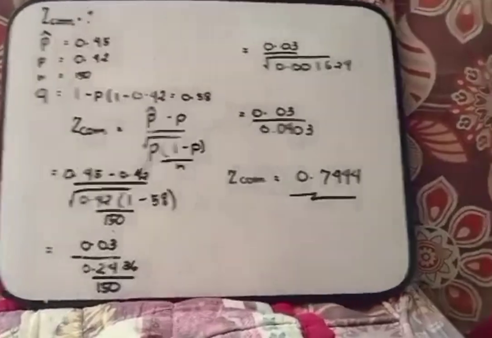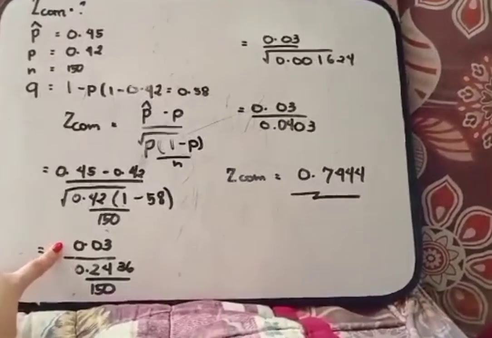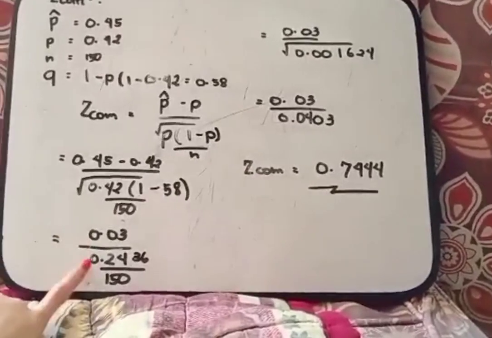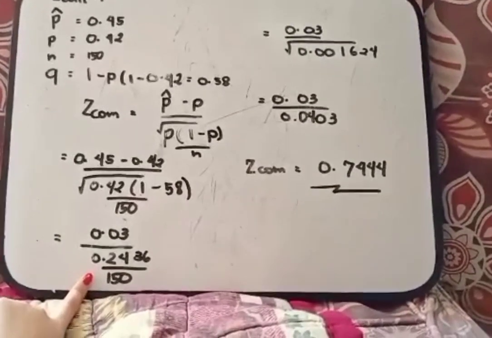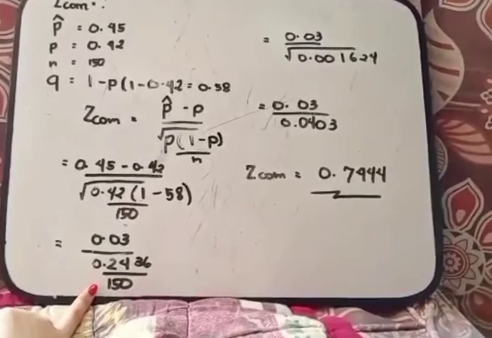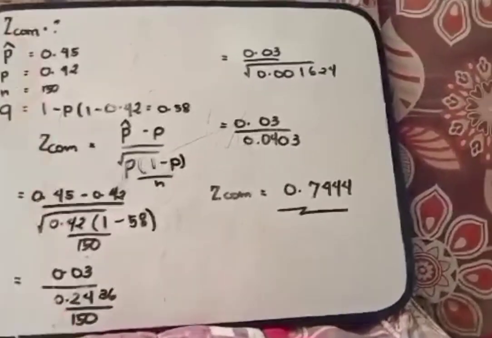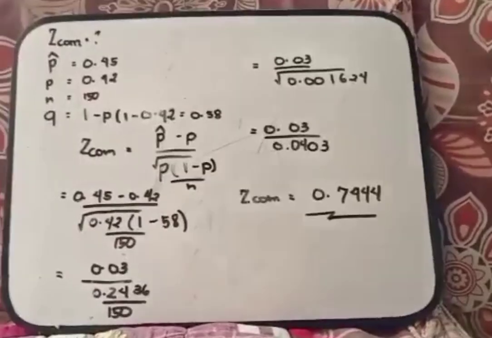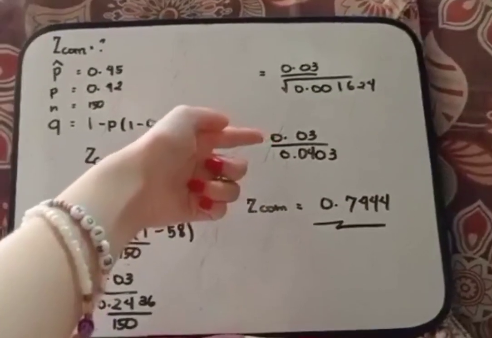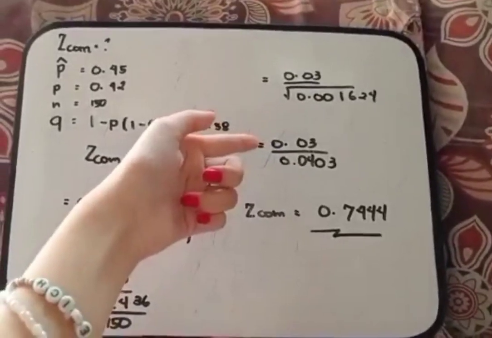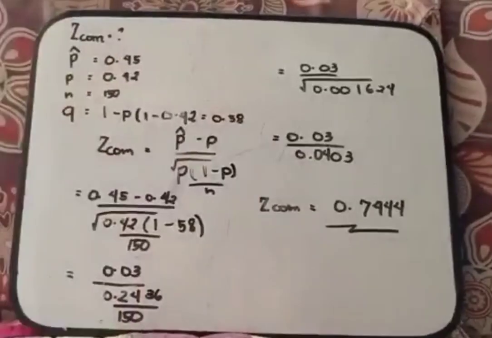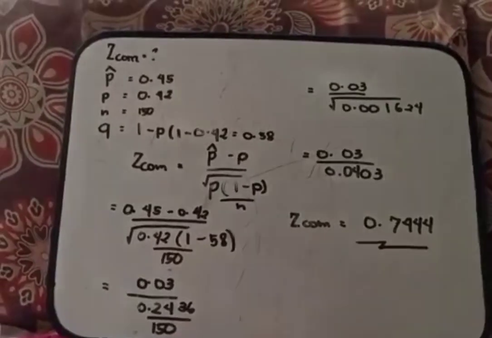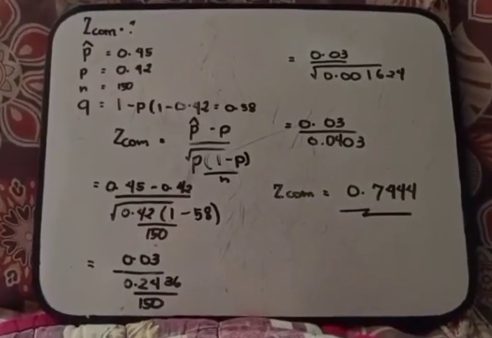The next step is to copy 0.03 and divide it by 0.2436 over 150, and the answer is 0.001624, and it will become 0.03 divided by 0.0403, or the Z-com value is equal to 0.7444.